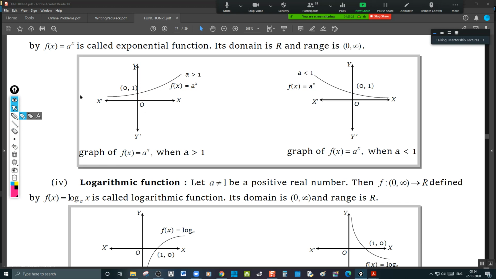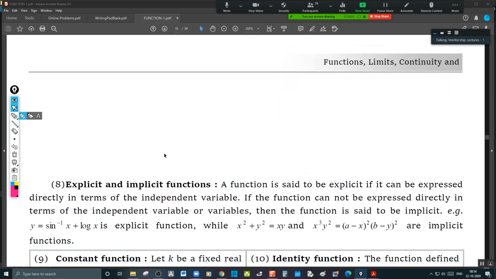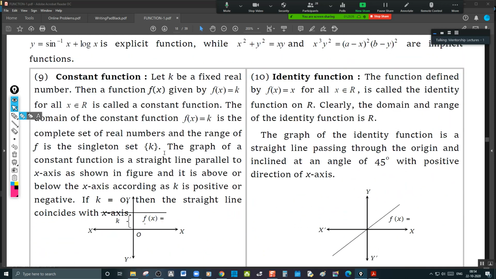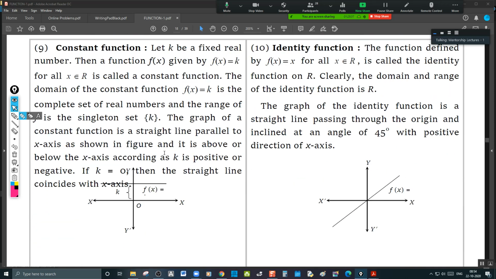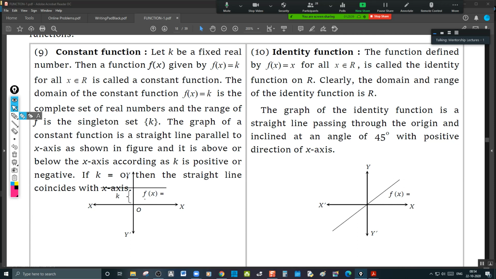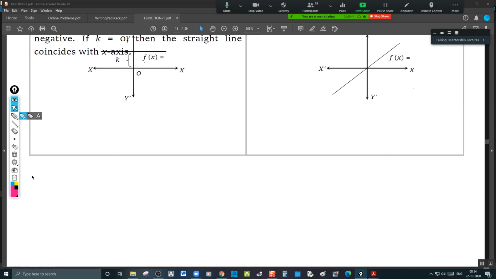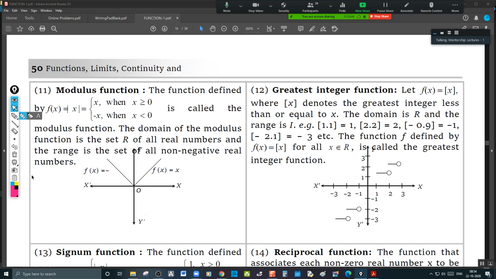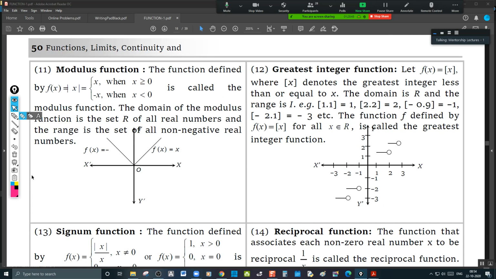Now, these are different types of functions. The identity function is nothing but y is equal to x. Whatever value you give, you'll get the same value. We'll be revising more whenever we get problems related to it. Just now I have shown you the greatest integer function and modulus functions. Just revise those graphs. Graphs are important there.